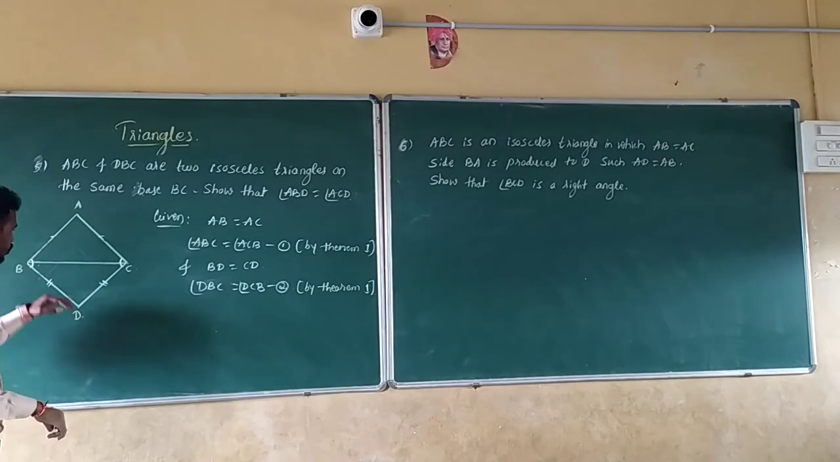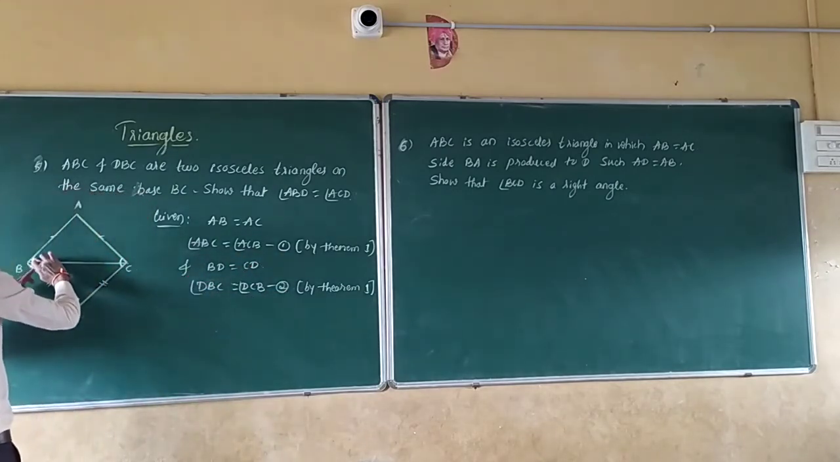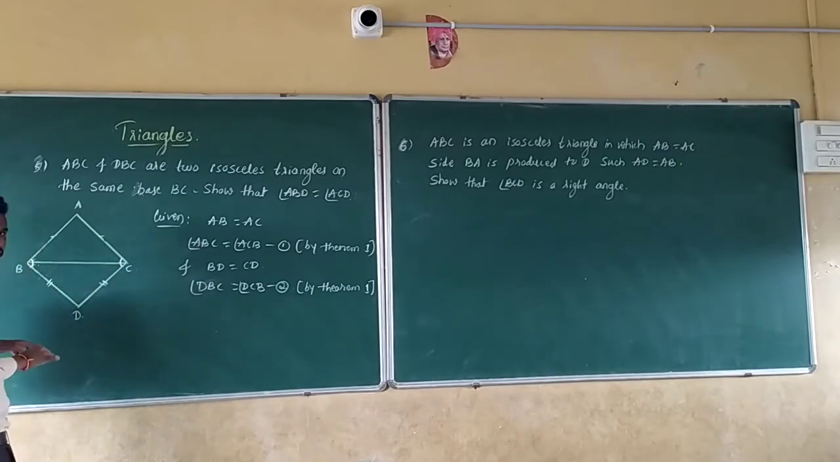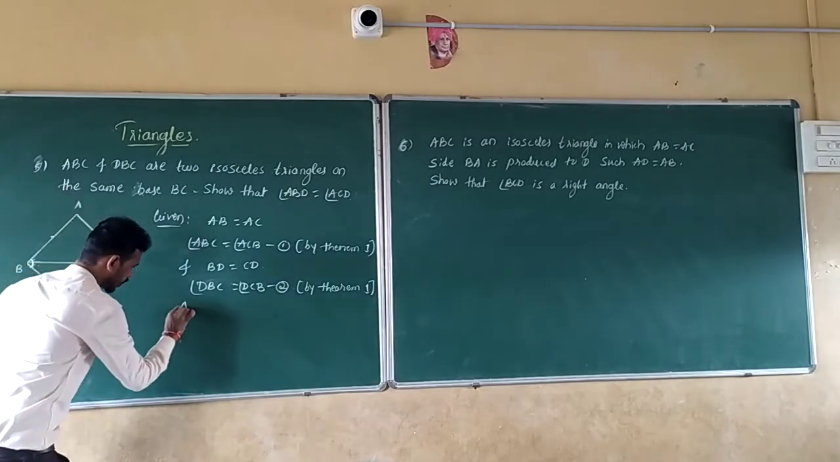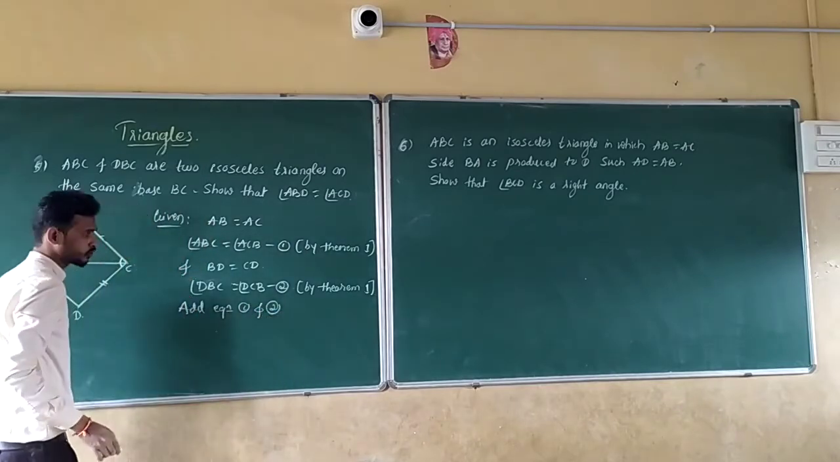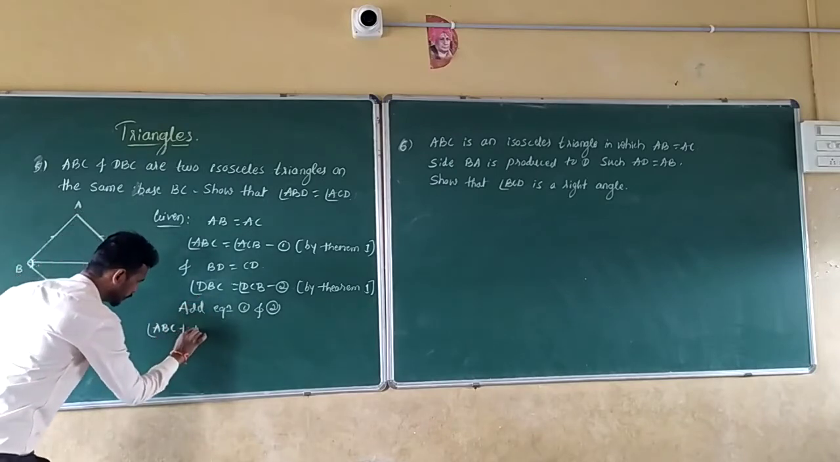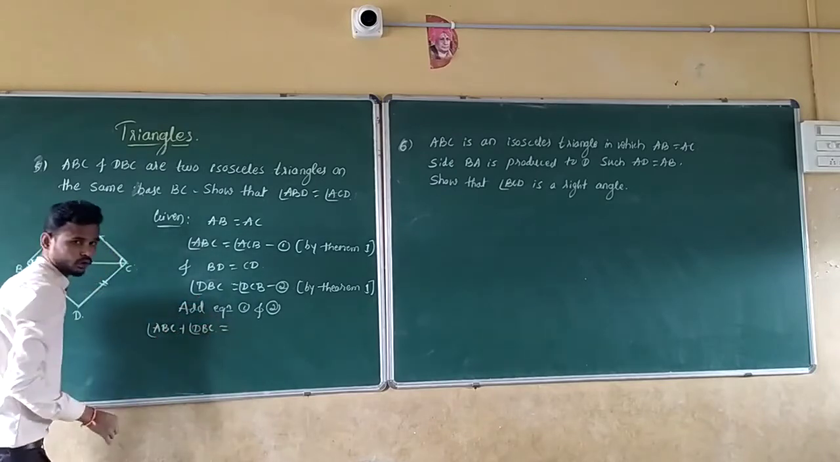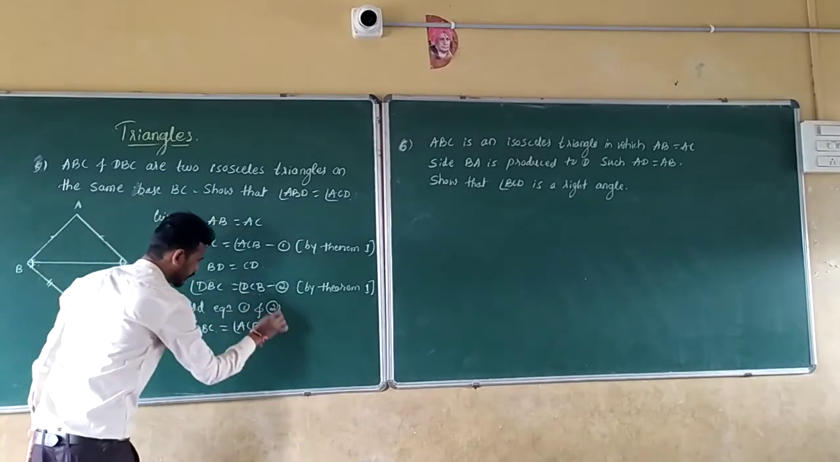Now what we need to show is that these two total angles are equal. So how will you get these two total angles? If you add equation 1 and 2, you will get this total angle, because this sum will become angle ABD, and these two sum will become angle ACD. Angle ABC plus angle DBC is equal to angle ACB plus angle DCB.